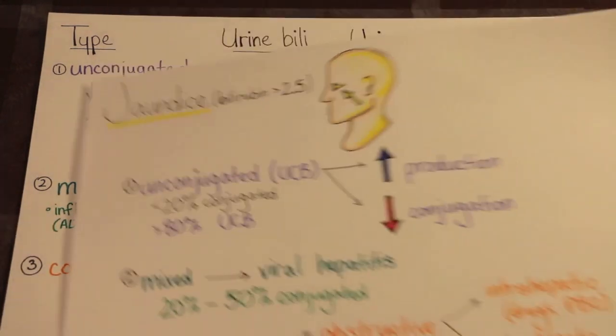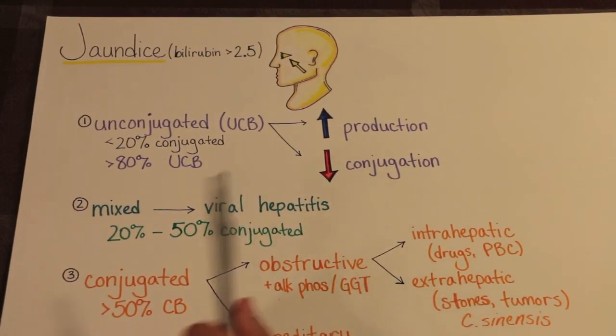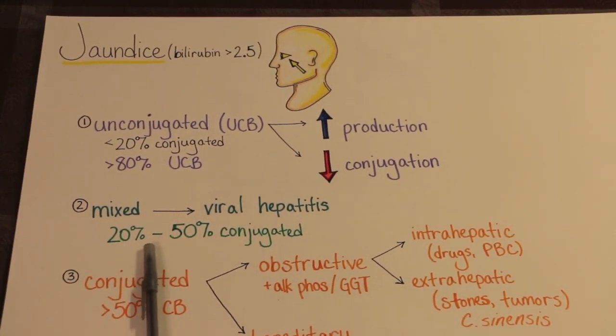Mixed jaundice or mixed bilirubinemias are going to have 20 to 50% conjugated bilirubin levels. The major cause of mixed jaundice is viral hepatitis.